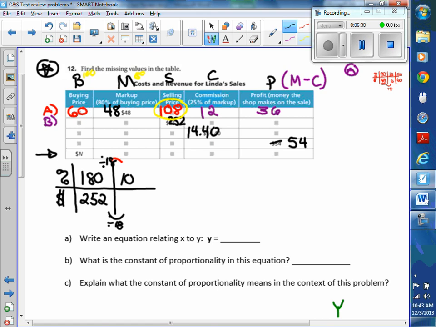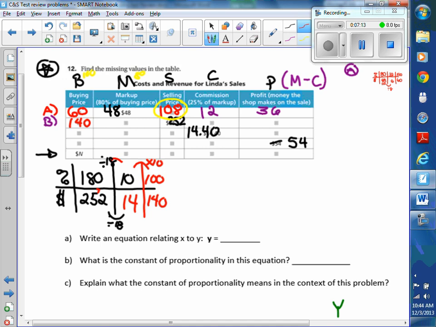So when I divide 252 by 18, 18 goes into 252 once. There's a remainder of 7. 18 goes into 72 4 times. So we know 10% of the selling price of the buying price is $14. Can you find the buying price now? What do you do, Tyson? Multiply by 10. Yeah, you're going to multiply by 10. So you have 140. So we have the buying price, which makes this problem easier to solve now.